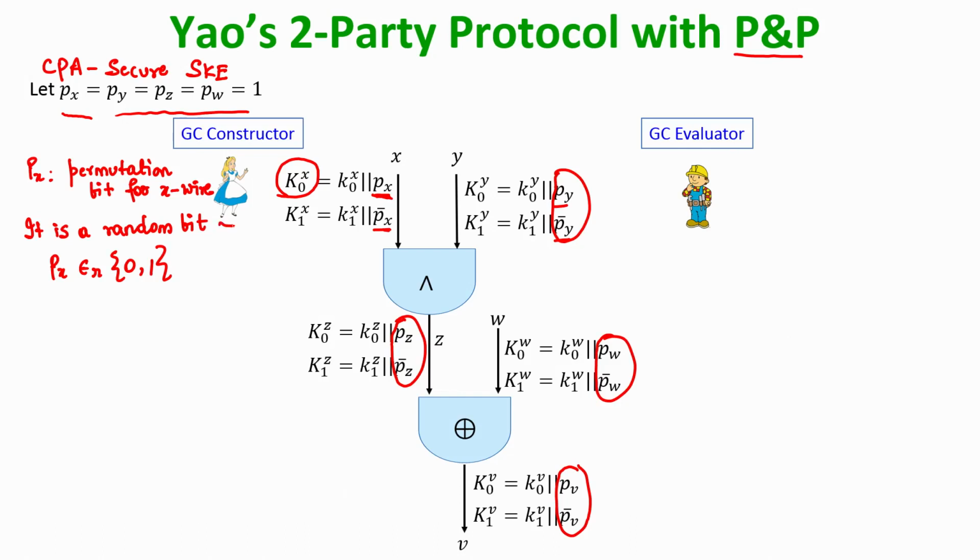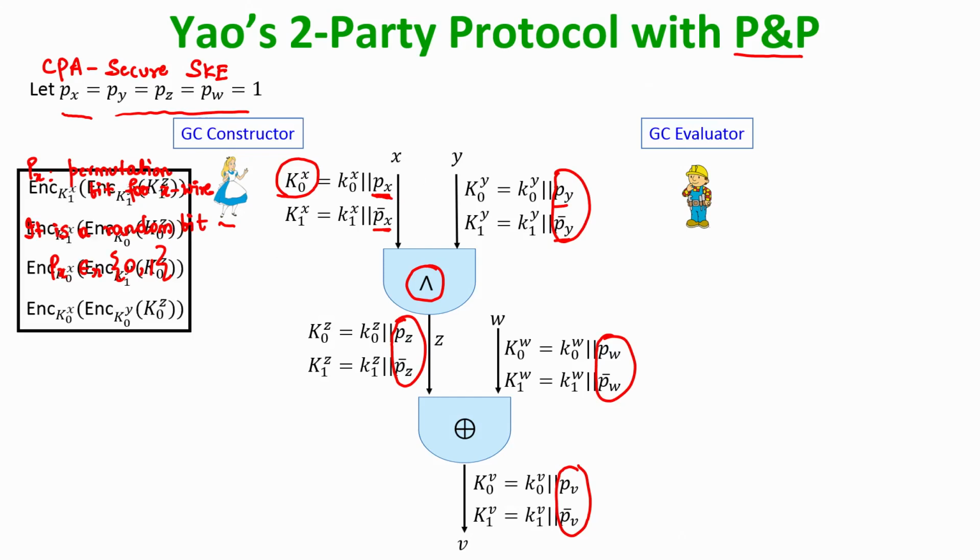Now, Alice has to prepare the garbled AND gate. Preparing the garbled AND gate means preparing the double encryptions, encrypting the keys corresponding to z being 0 and z being 1, using the various key combinations of the x key and the y key. Earlier she was preparing the 4 double encryptions, and then she was randomly permuting them. Now, using the help of these permutation bits, she can avoid permuting those 4 ciphertexts. Let us see how.